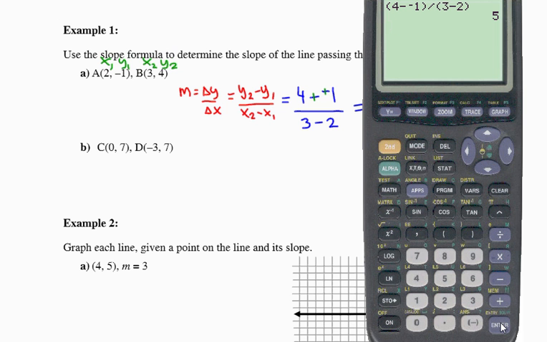All right, let's try the next one. So you did not get that. Did you wrap your numerator and denominator?